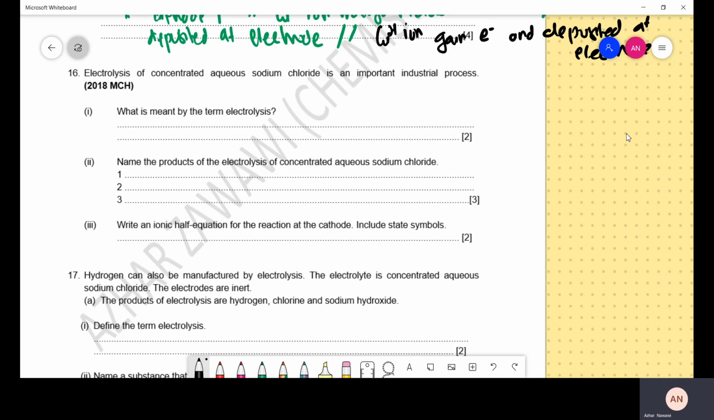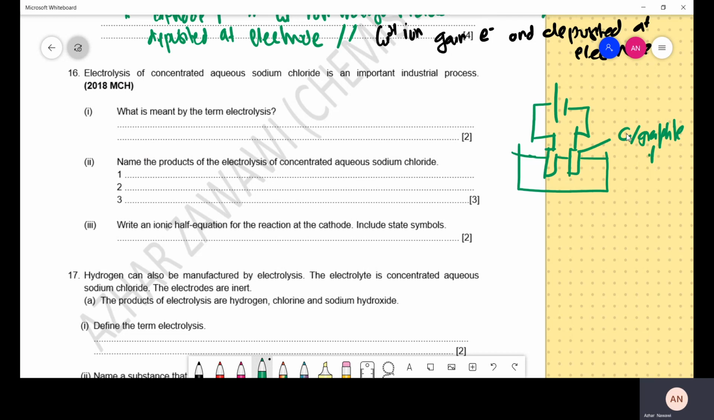Question 16. Electrolysis of concentrated sodium chloride. So what should you do? Draw a diagram. Why? They didn't give one, so you draw. There should be no problem. You should know how to draw. After that, read the question, an industrial process. They didn't mention your electrode, so basically we use carbon or graphite. It means that they are inert. If they are inert, it is either factor 1 or factor 2. Then they mention concentrated, so you know it is factor 2.